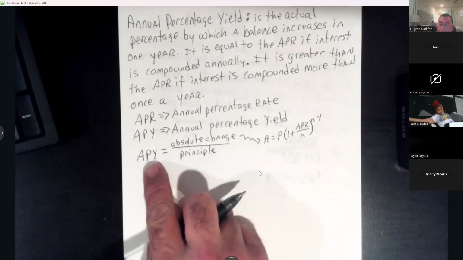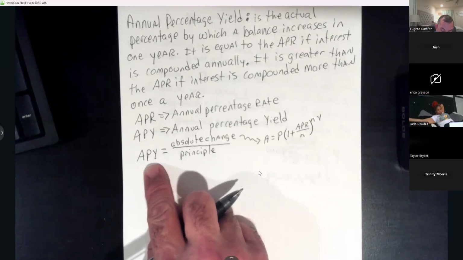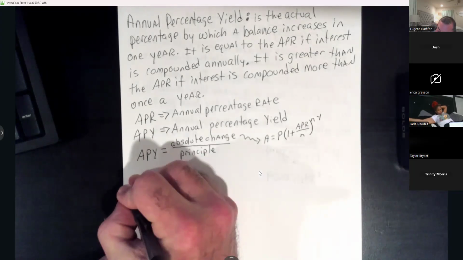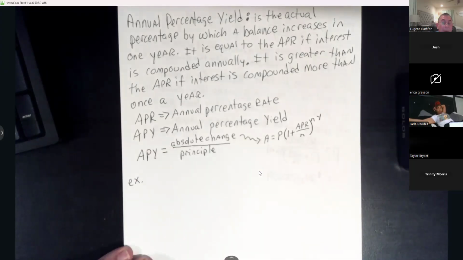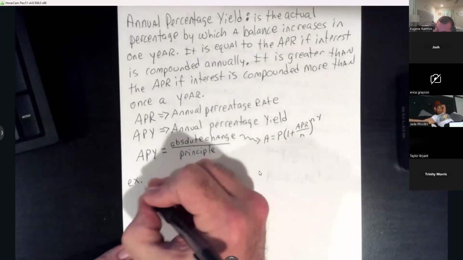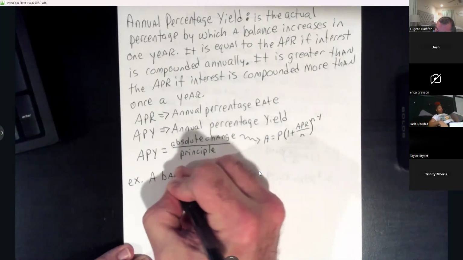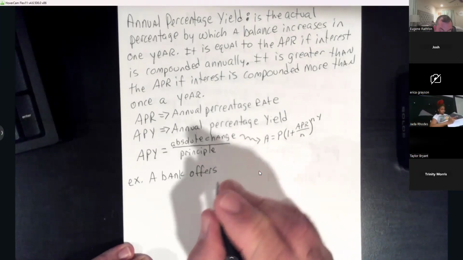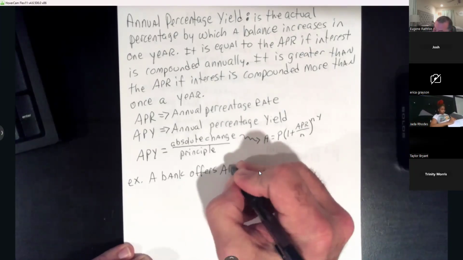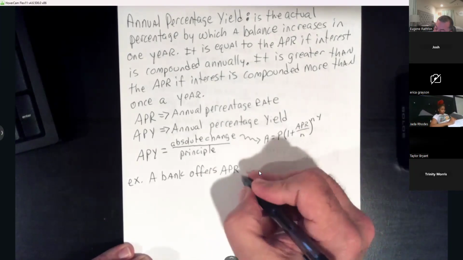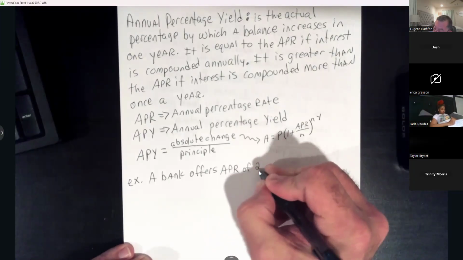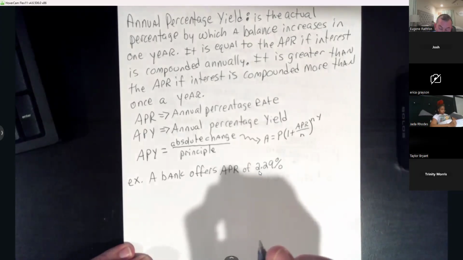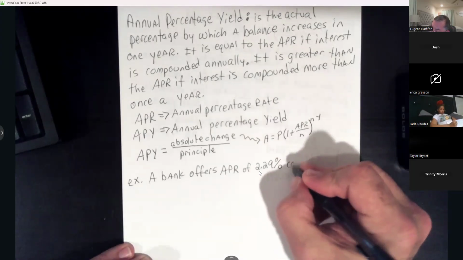All righty, so let me just show you an example of this. A bank offers an APR of 2.29% compounded monthly.